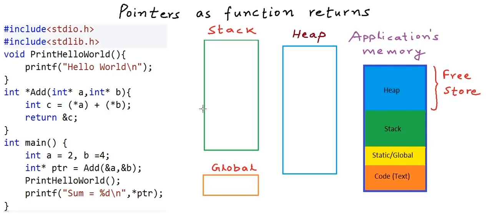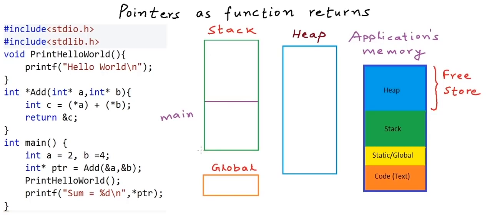For each function call, some part of the memory from the stack is allocated for its execution. We call this the stack frame of that method or that function. When the program starts executing, first the main method is invoked. So in the stack frame, some memory will be allocated for the main function, and all the local variables of the main function will live inside this stack frame.